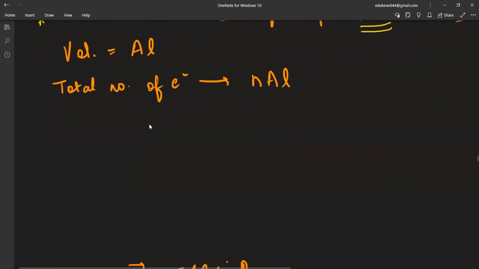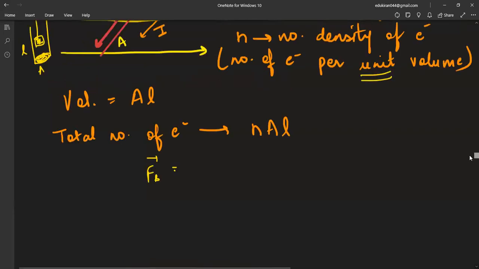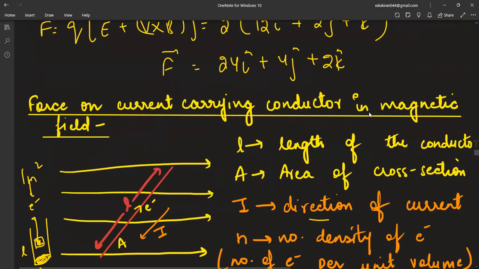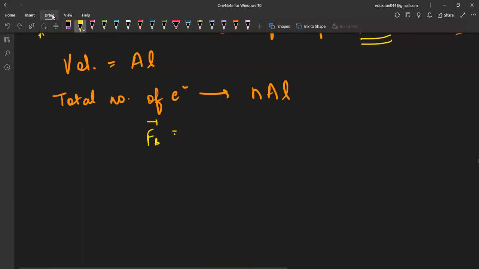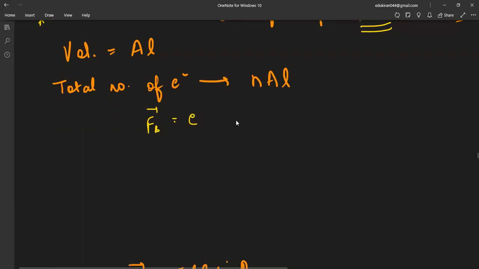Now, coming to your magnetic force. What is the charge that we are taking? We are talking about electrons, because we are dealing with force on a current carrying conductor in a magnetic field, and the electrons are the ones moving. So let us take the electron. Electron is e, with a minus sign. Let me just take the magnitude. So the charge is e, right?